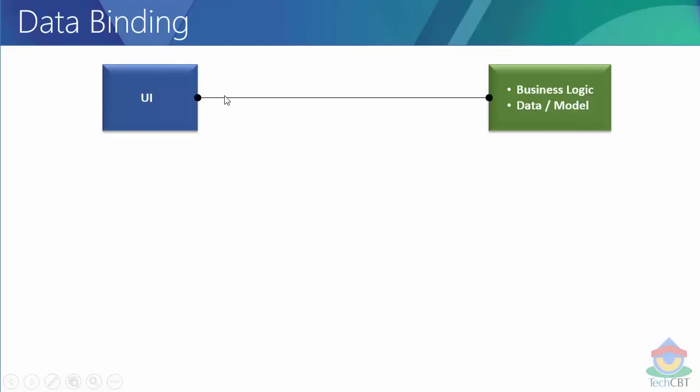Now the responsibility of data binding is, first of all, to establish a connection between your user interface and the data. The next thing is the synchronization of data, which means the data which is available here needs to be sent here. Similarly, once the user provides some information in this UI, it has to be automatically sent back to the data. This synchronization of data, from the UI back to data, or from data to UI, should happen automatically, and that is the responsibility of data binding. So this is in general terms how data binding really works.